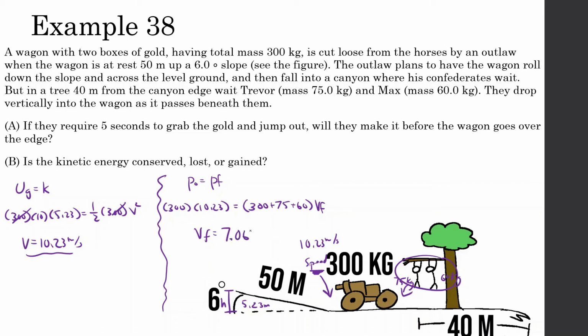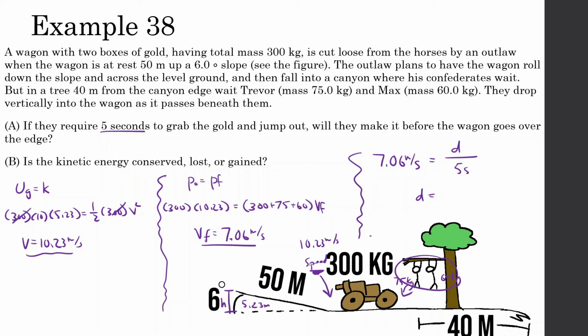So it slows down when these guys land on it. Now they have 40 meters to try to take all this out, and they need 5 seconds. So let's see in 5 seconds how far this goes. We know the cart's going to go 7.06 meters per second. The distance is going to be a certain distance, and the time they need is 5 seconds. So let's see how far the distance is before they're able to get rid of all the gold.